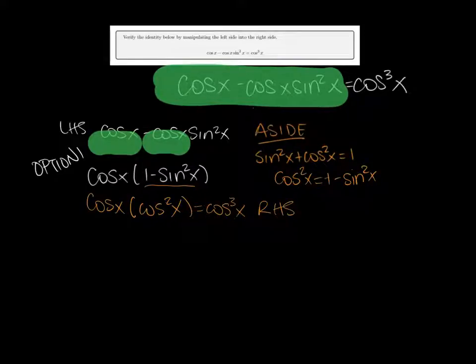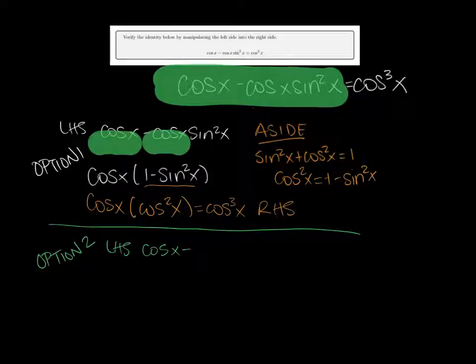Now, if you saw a different way of approaching this, and you said, I just don't know what to do, maybe I could start by making that substitution for sine squared x, and then multiplying through. Let's see where that gets us. So I'm going to label this as option 2. Again, it's just as correct. There are many ways to verify identities. I'm going to start with the left-hand side. Cosine x minus cosine x times sine squared x.